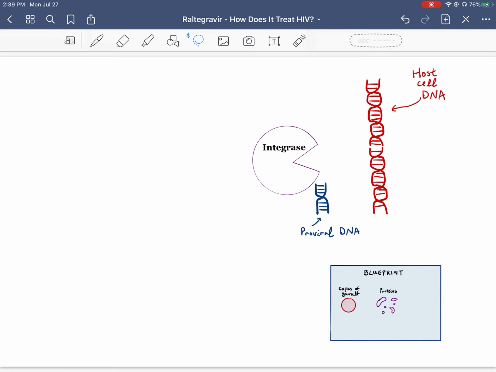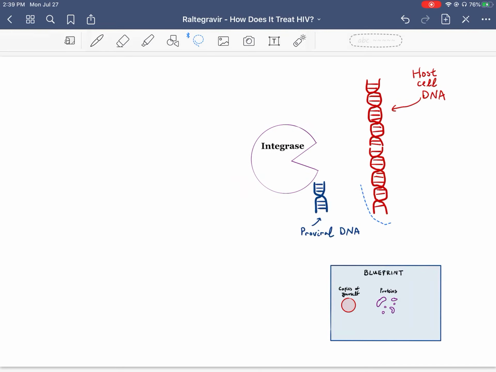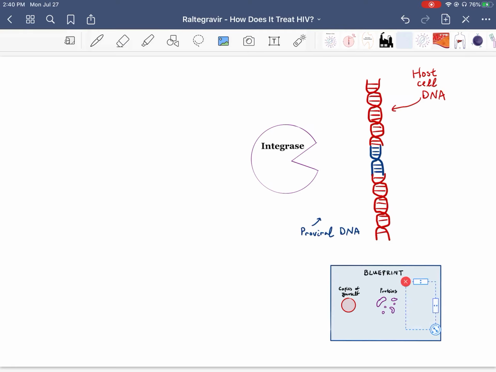Once it's arrived at the host cell DNA, integrase then cuts our host cell DNA. After cutting the DNA, integrase then inserts the proviral DNA. Finally, integrase stitches the DNA back together, which now includes the proviral DNA. The end product is a host cell DNA that now contains the proviral DNA, and thus a blueprint that now includes instructions for creating HIV.